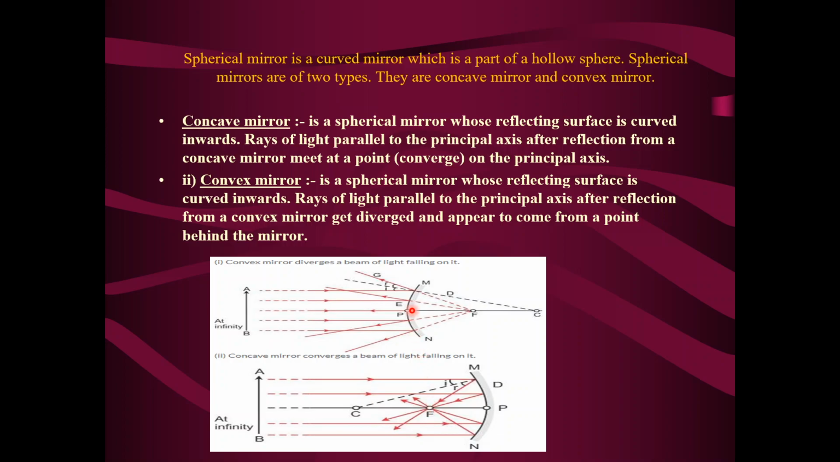What is a convex mirror? It is a spherical mirror whose reflecting surface is bulged, and the light rays which are parallel to the principal axis, after reflection from the convex mirror, diverge and appear to come from a point behind the mirror. This is the point from which these rays appear to diverge. That's why a convex mirror is called the diverging mirror.